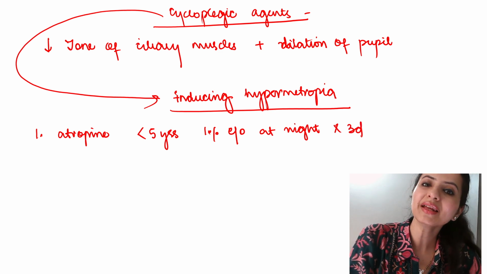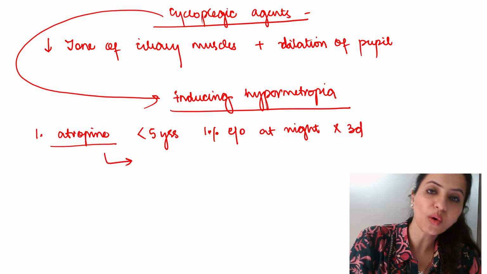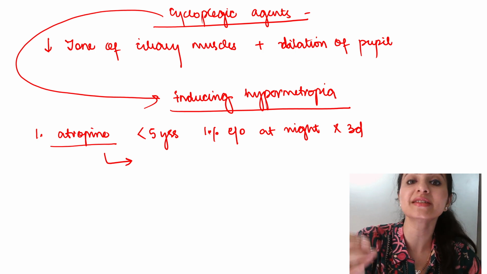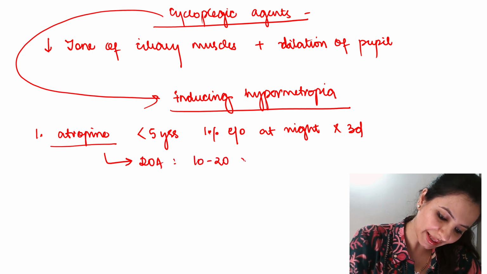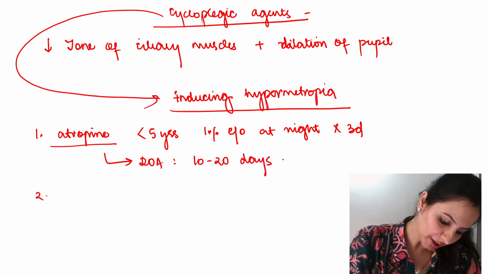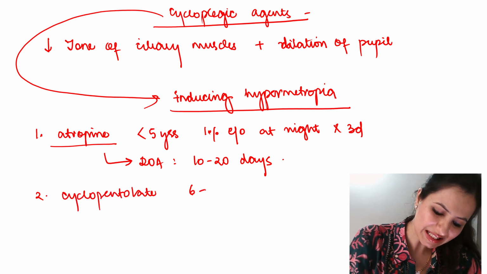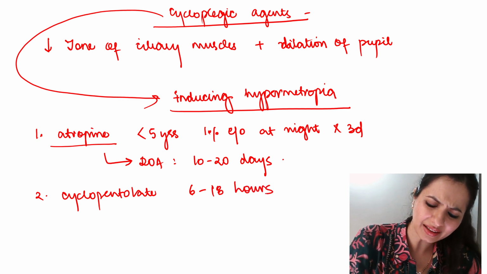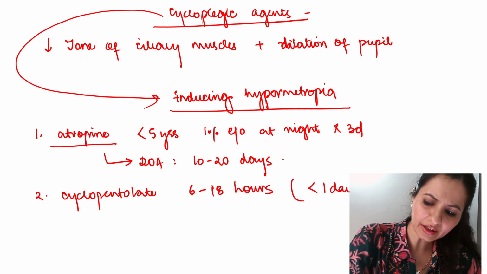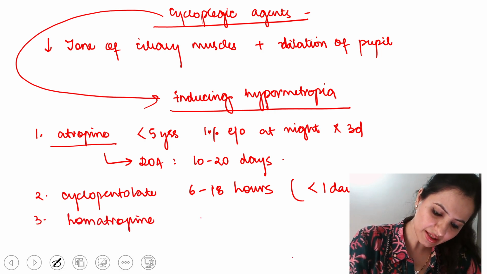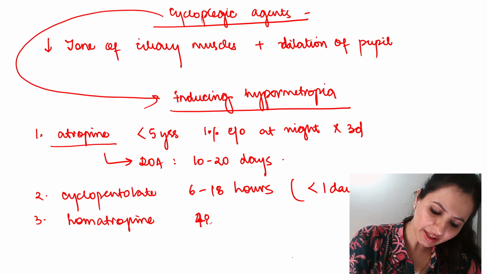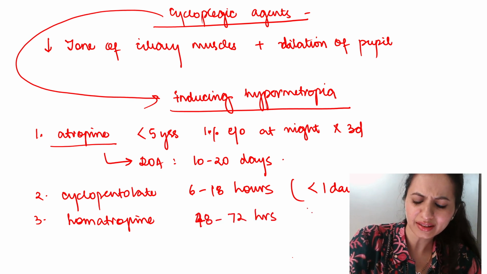So, one very important MCQ question is, how long do these cycloplegic agents act? So, the duration of action of atropine is 10 to 20 days. For cyclopentolate, the duration of action is 6 to 18 hours. That is less than 1 day. And for homatropine, it is 48 to 72 hours. That is somewhere around 2 to 3 days.